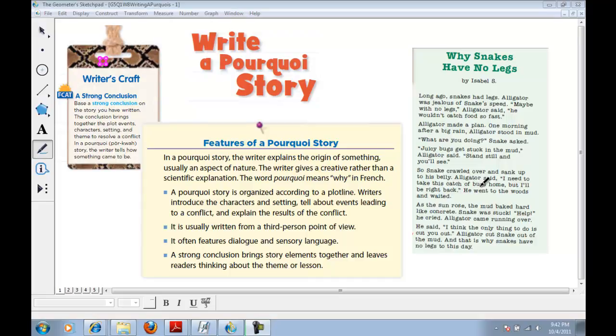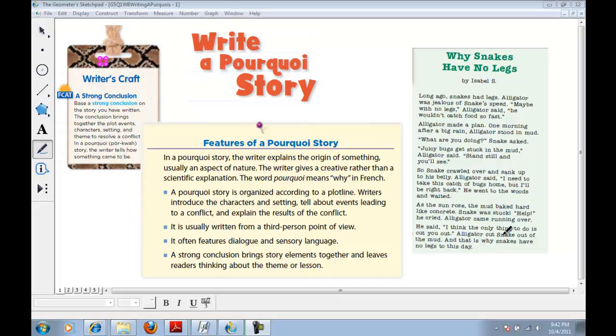He went to the woods and waited. As the sun rose, the mud baked hard like concrete. Snake was stuck. Help! He cried. Alligator came running over. He said, I think the only thing to do is cut you out. Alligator cut Snake out of the mud. And that is why snakes have no legs to this day.